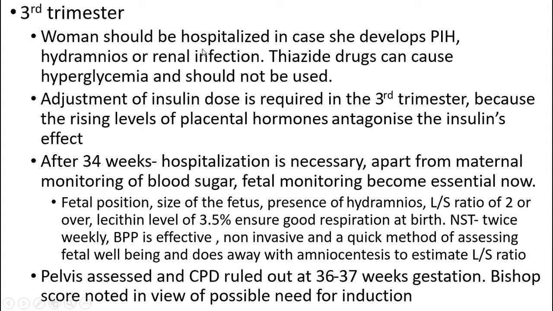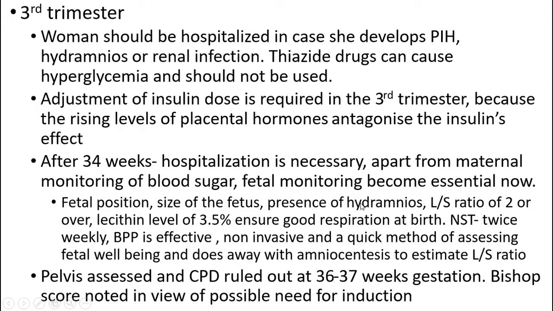In third trimester, the woman should be hospitalized if she develops PIH, hydramnios, or renal infection. Thiazide drugs can cause hyperglycemia and should not be used. Adjustment of insulin dose is required in third trimester because the rising level of placental hormones antagonizes the insulin's effect. After 34 weeks, hospitalization is necessary. Apart from maternal monitoring of blood sugar, fetal monitoring becomes essential now.